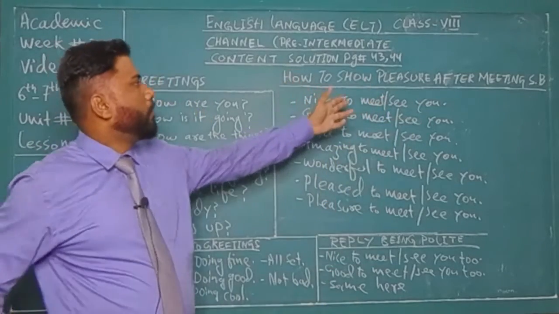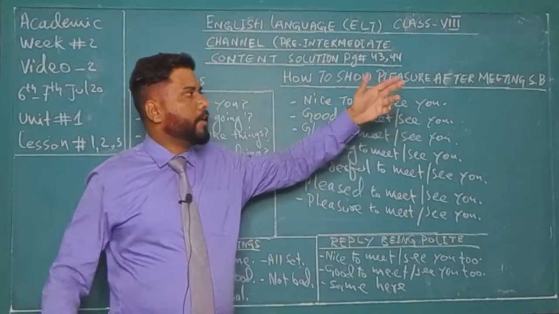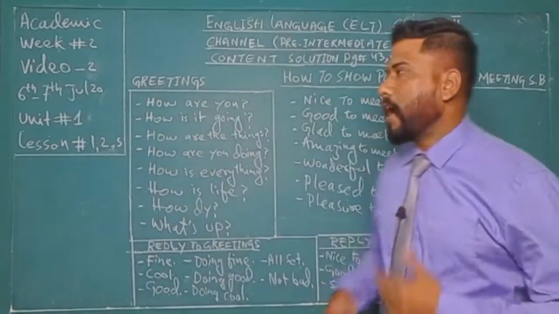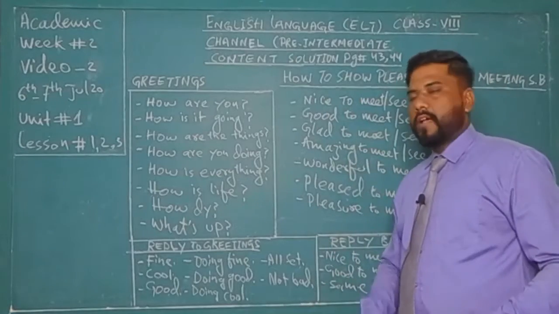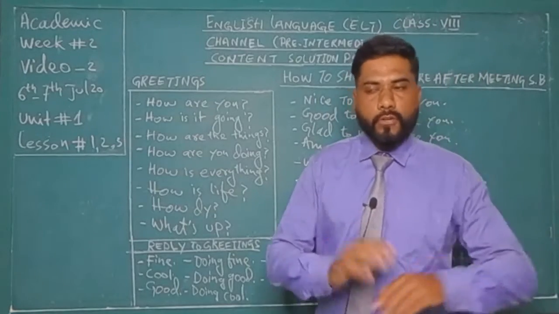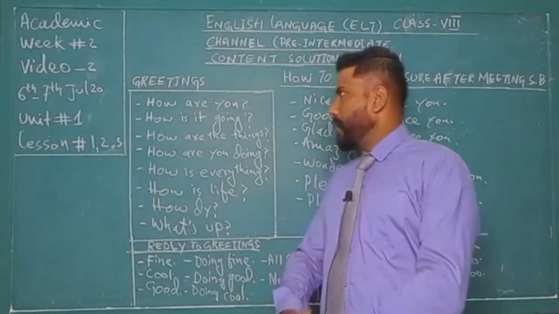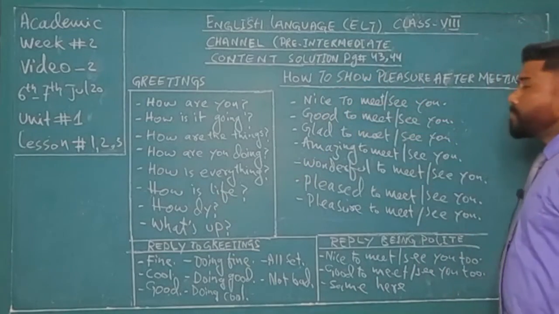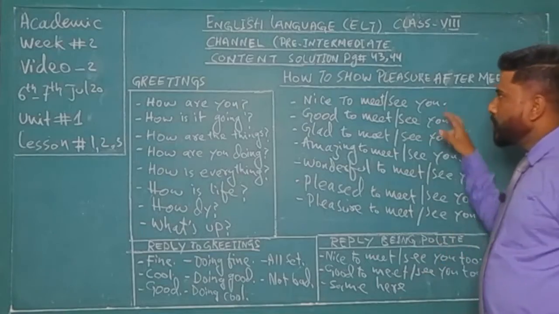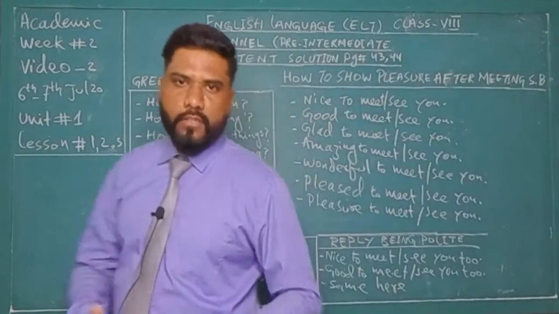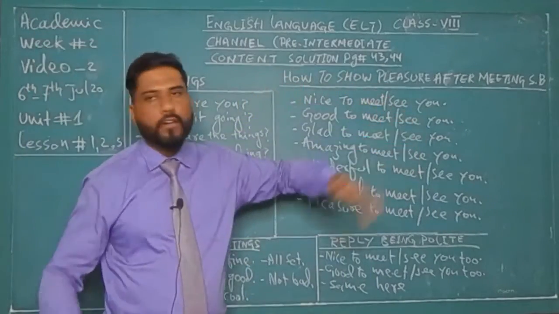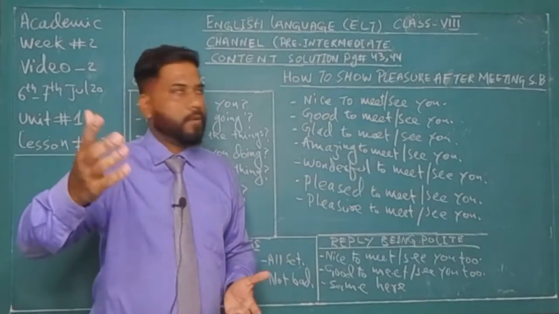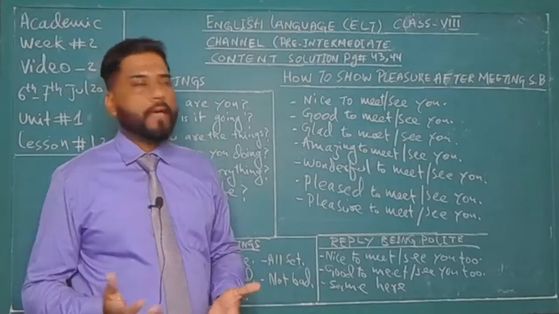Then next, what comes? Yes, that is how to show pleasure after meeting someone. For example, you say, how are you? The reply comes, I'm fine. And what about you? Then you say, I'm also fine, thank you. And after that, you say, nice to meet you, nice to see you. So these are the ways to show pleasure, that you are very happy to meet someone. This is the way of manners.